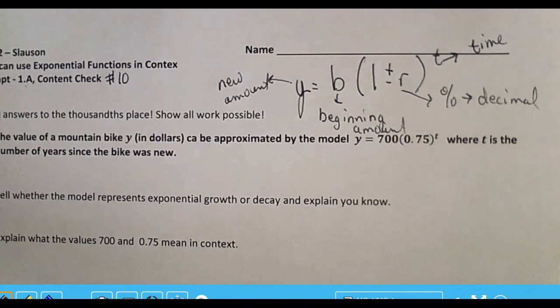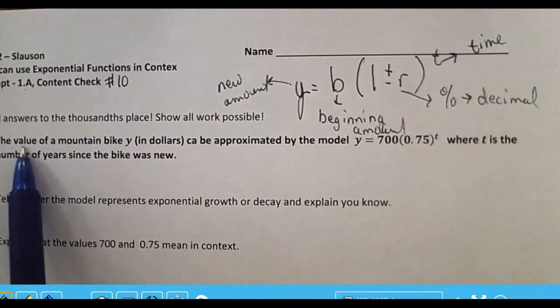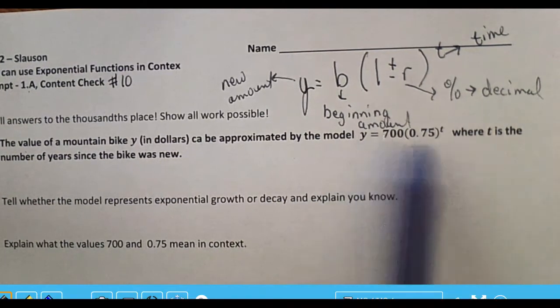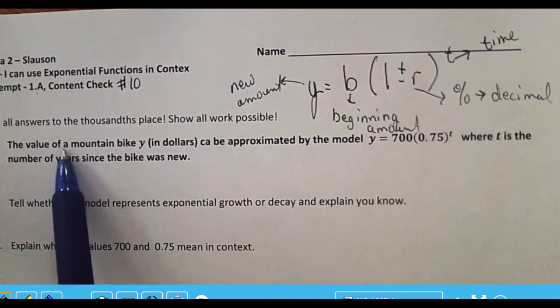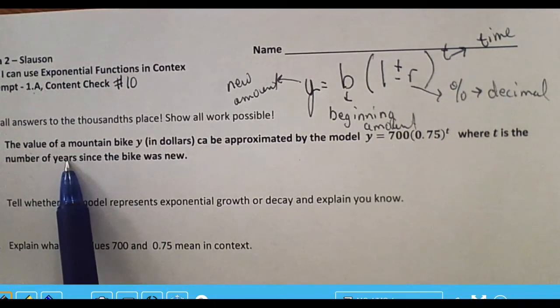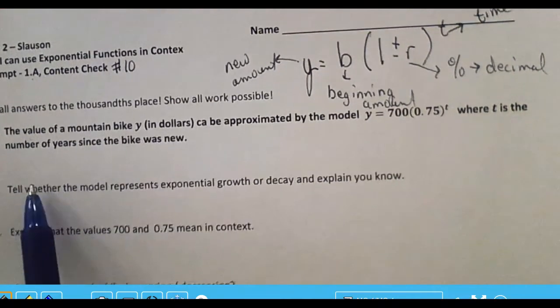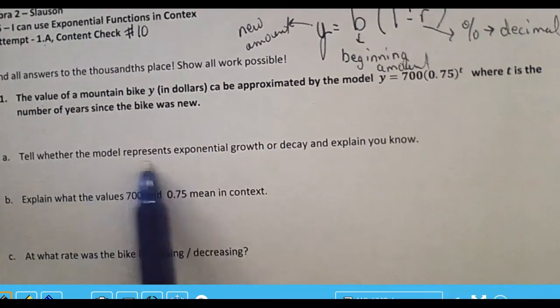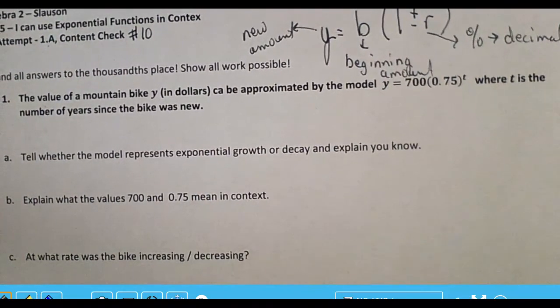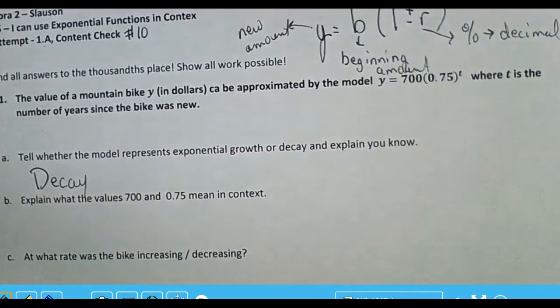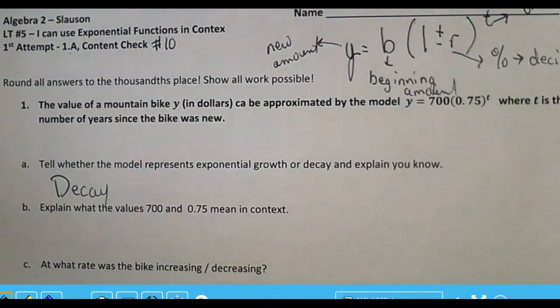Okay? All right, so in the first problem, the value of a mountain bike in dollars can be approximated by this model, this equation, and T is the number of years. You might have a typo here, maybe it said bikes, but T is the number of years since the bike was new. So what I want to know first is, does this model represent exponential growth or decay? Well, common sense tells me that it's going to represent decay, because if I buy something new, then over time it tends to lose its value. So it's got to be decay.